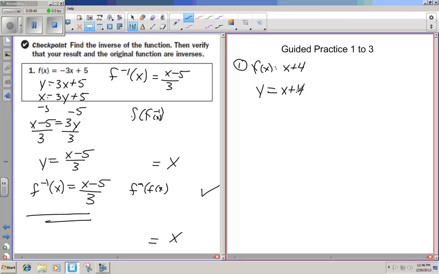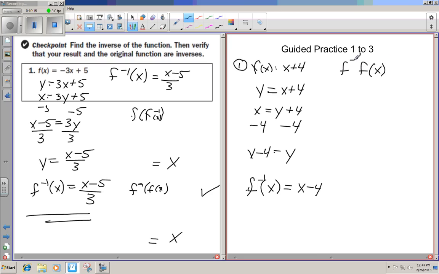Step 2, switch the x and the y around. Now solve for y. And then go ahead and put the f of x back in there. So f of -1, or f inverse of x is equivalent to x minus 4. So I'm going to walk through the verification process for this just so you can see it. Let's start by doing f of x.